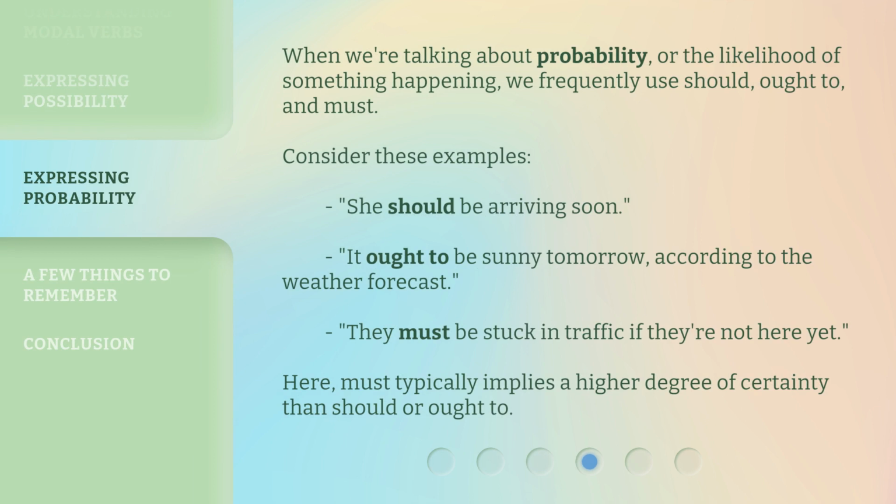When we're talking about probability, or the likelihood of something happening, we frequently use should, ought to, and must. Consider these examples. She should be arriving soon. It ought to be sunny tomorrow, according to the weather forecast. They must be stuck in traffic if they're not here yet. Here, must typically implies a higher degree of certainty than should or ought to.